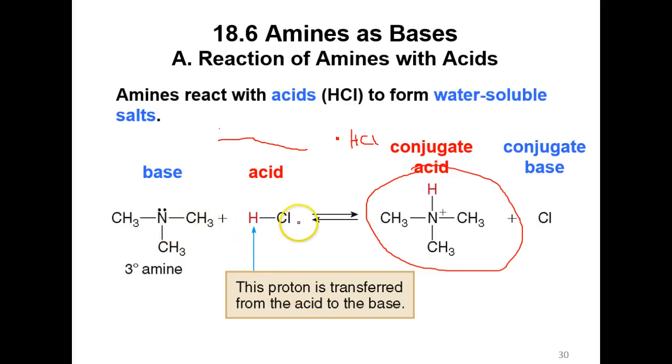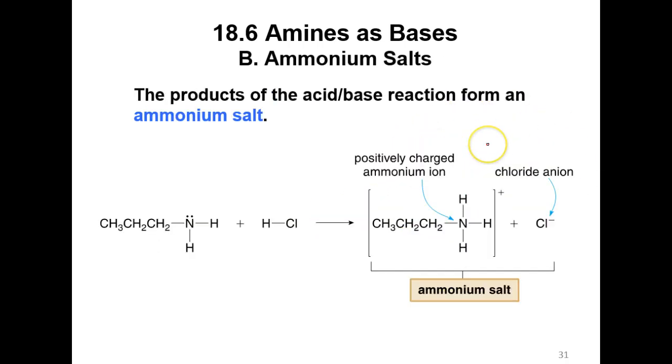So here's your base, here's your acid, here's the conjugate acid, conjugate base. This should be a Cl minus. You don't have a minus there, but you should have a negative charge on the chlorine. If you remember from your Gen Chem, when you talked about acids and bases, you sometimes talk about conjugate acids and bases.